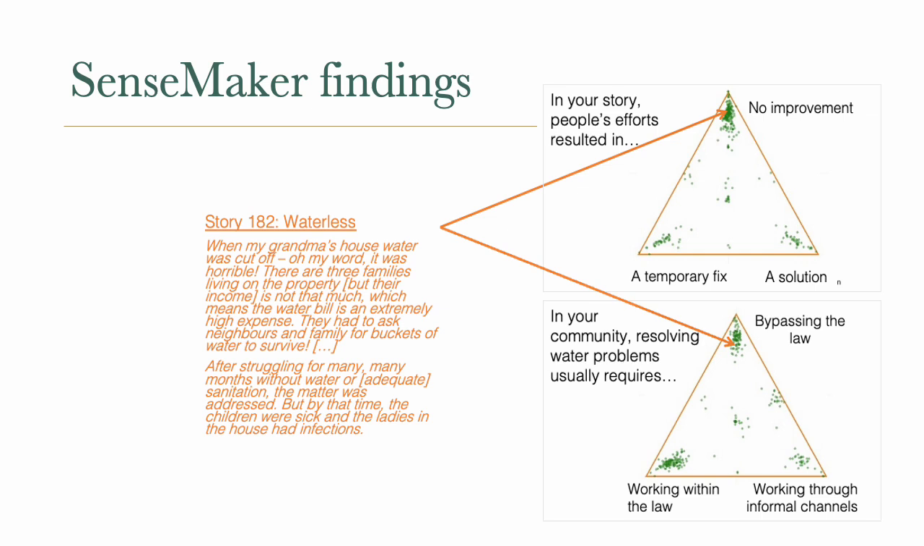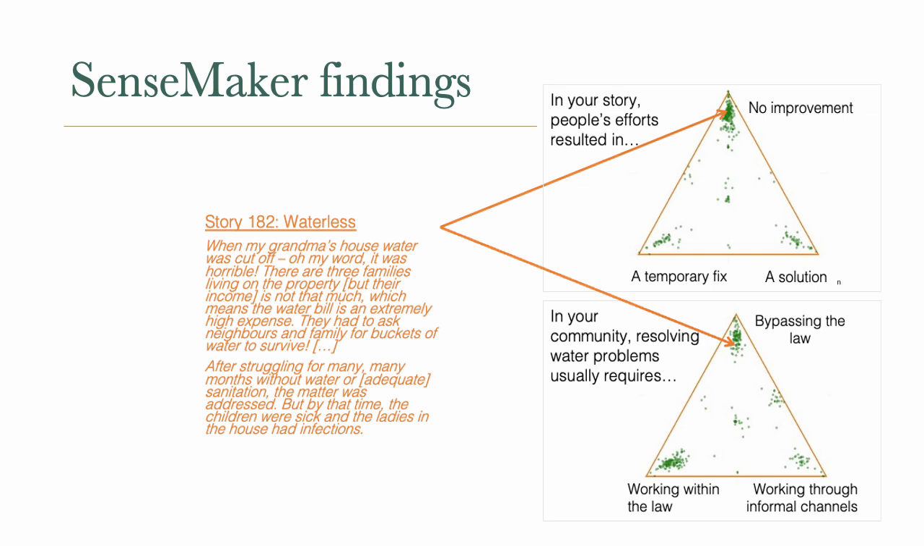And to illustrate what this can look like, I wanted to share some of the examples of the data itself. This is one respondent's story, and it also shows how they coded it in the follow-up questions. So the story basically is about how this person's grandma's house had the water cut off. And they're saying, oh my word, it was horrible. There are three families living on the property, but their incomes are not that much, which means that the water bill is an extremely high expense. And they had to ask neighbors and family for buckets of water to survive. After struggling for many, many months without water or adequate sanitation, the matter was addressed. But by that time, the children were sick and the ladies in the house had infections.